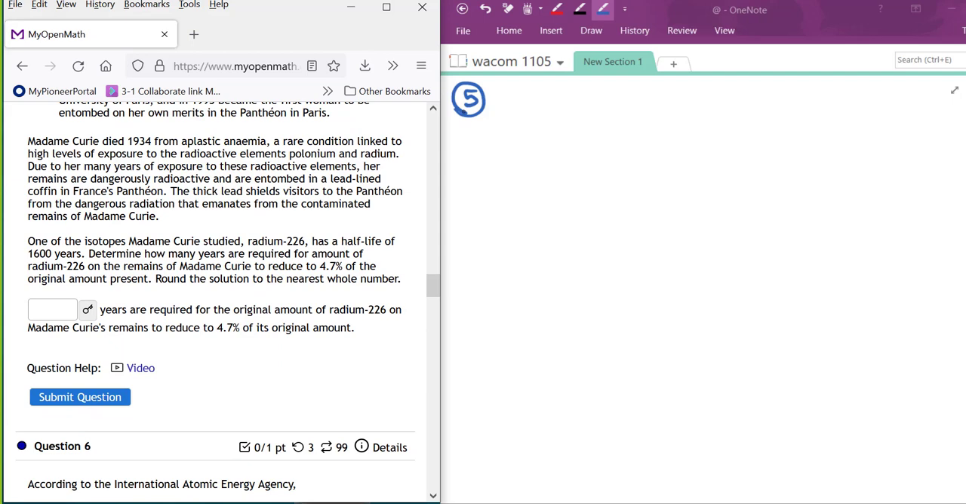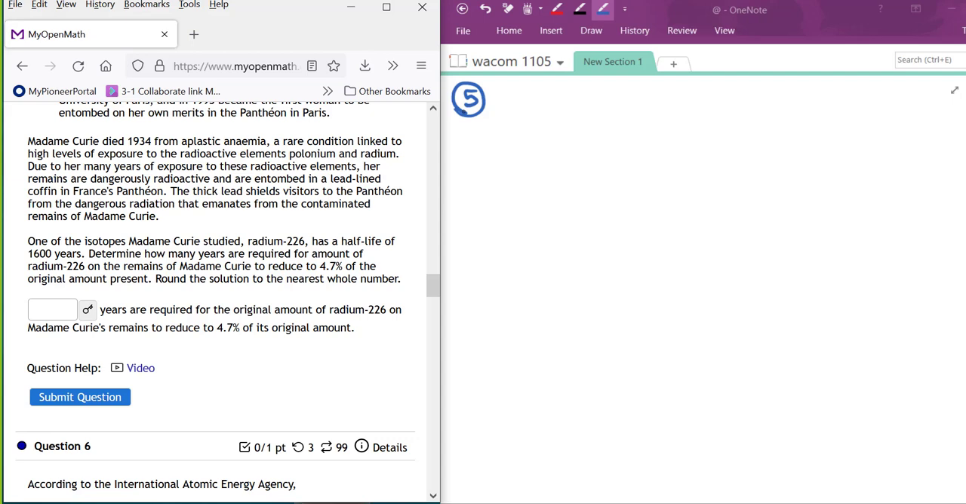So it says she died in 1934 from aplastic anemia, a rare condition linked to high levels of exposure to radioactive elements like polonium and radium. Due to her many years of exposure to these radioactive elements, her remains are dangerously radioactive and entombed in a lead-lined coffin in France's Pantheon. The thick lead shields visitors from the dangerous radiation that still emanates from the contaminated remains.